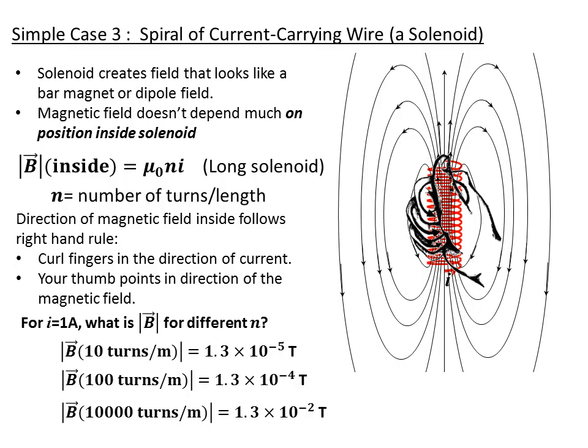If we increase the number of turns by a factor of 100 to 10,000 turns per meter, we're now getting to a value that's similar to a bar magnet, or 1.3 times 10 to the minus 2 Tesla.